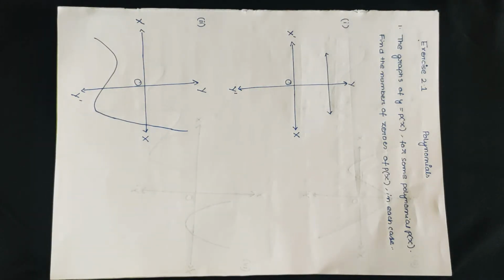My name is Prativa. So today I would be solving the exercise 2.1 of chapter 2, Polynomials, of class 10 mathematics. Also would solve some examples on the relationship between zeros and coefficients of a polynomial.